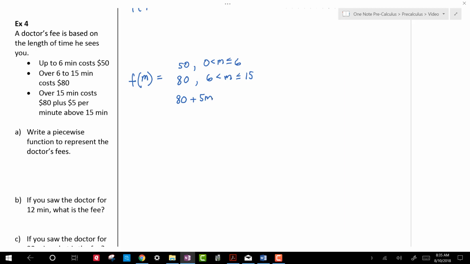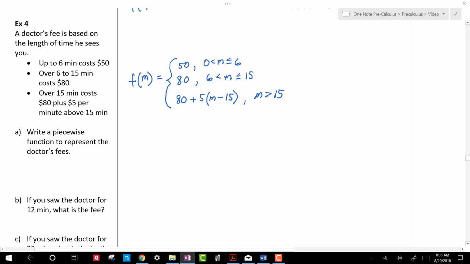So what I need to be able to say is that it's $5 per minute for everything above 15. So I need to take my m and subtract out the first 15 minutes, which means I'm only going to pay that extra 5 if I get to 16 minutes. So 16 minus 15 would be 1 minute. If I go to 16 minutes, then I'm going to pay $85. My restriction here would be m greater than 15, and this would be my piecewise function.